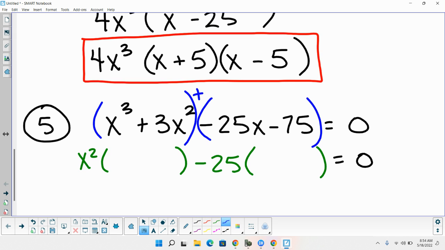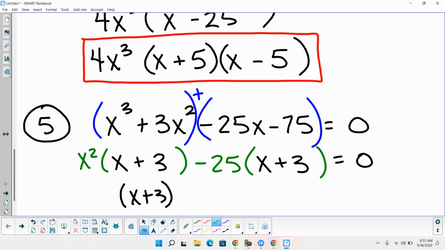All right. When I divide x cubed by x squared, what do I get? X. And when I divide 3x squared by x squared, I get 3. What's negative 25x divided by negative 25? X. What's negative 75 divided by negative 25? It's also 3. So one of my factors is x plus 3. What's my other factor? X squared minus 25. Good.